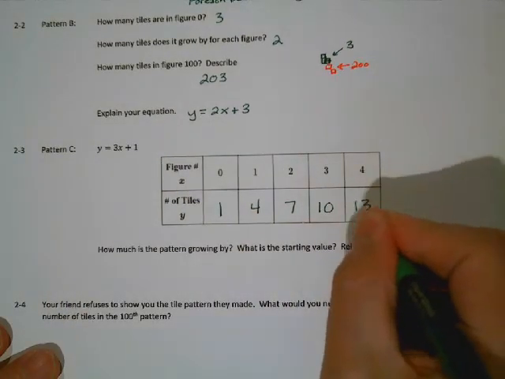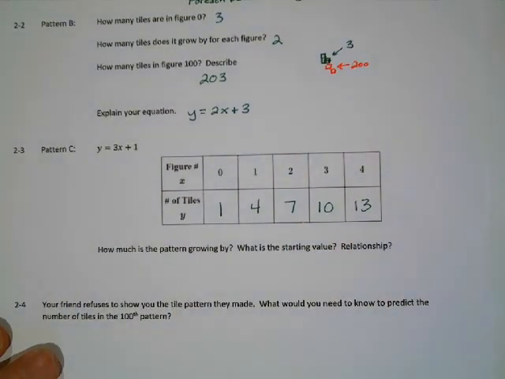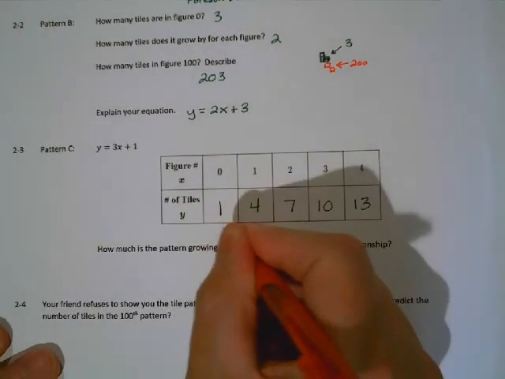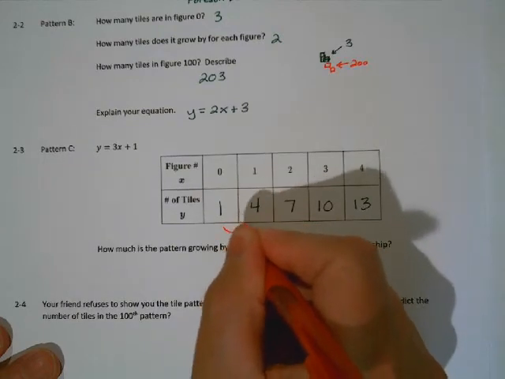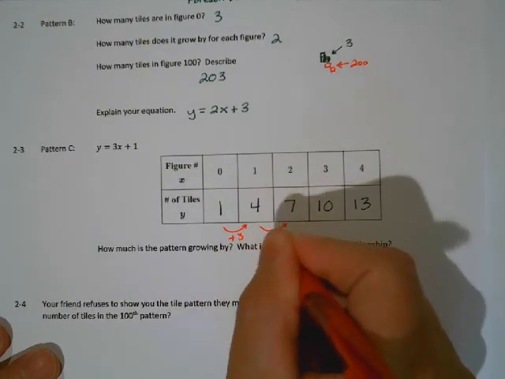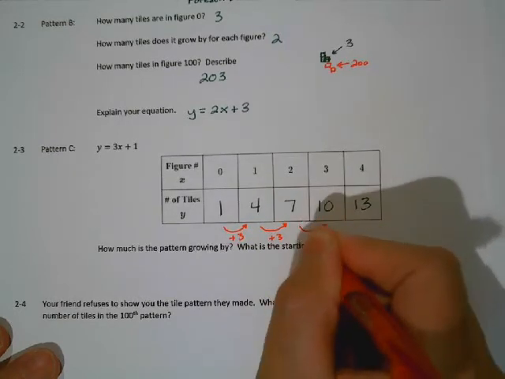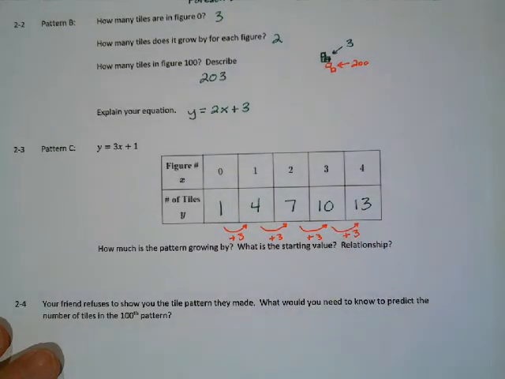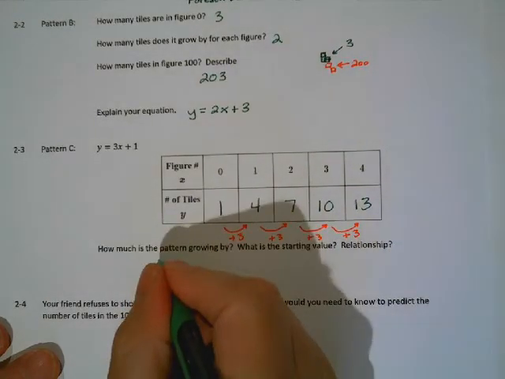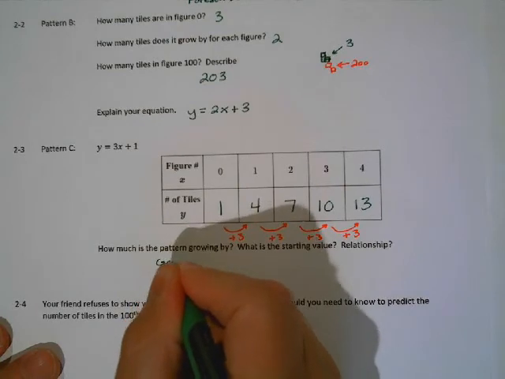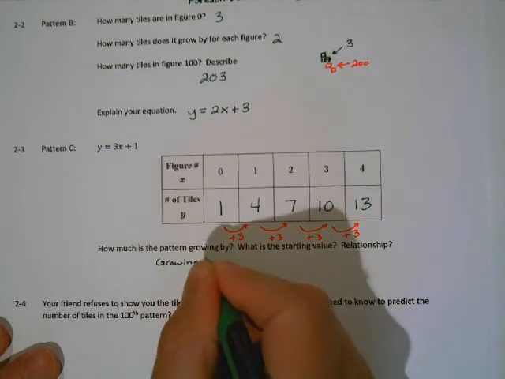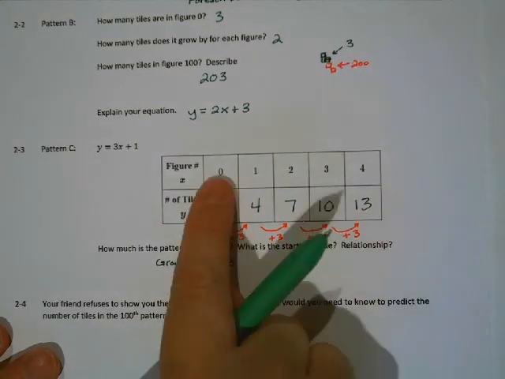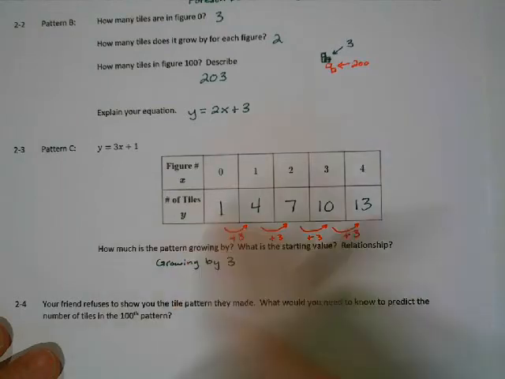All right, how much is the pattern growing by? In order to find out how it's growing by, we look at the Y values. That's the tile patterns. And it looks like we're adding 3 here. We are adding 3 here. We're adding 3 here. And we're adding 3 here. So the pattern is growing by 3. The starting value is always when x is equal to 0, so the starting value is 1.